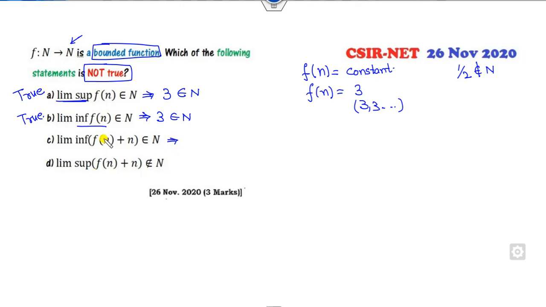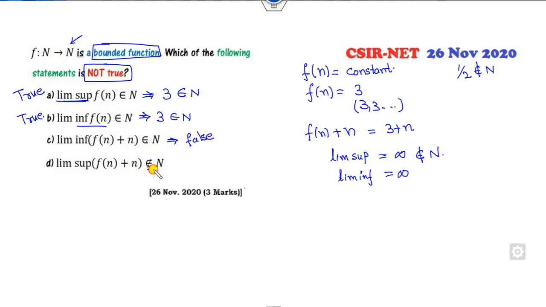Look at this one. What is fn plus n? It is 3 plus n. So can you find the limit of the supremum or the limit of the infimum? Clearly this goes to infinity, and infinity is not a part of N, but the option says it is a part of N. It's a false statement. Saying it is not a part of N is the correct statement. Which of the following is not true? C is the right answer.